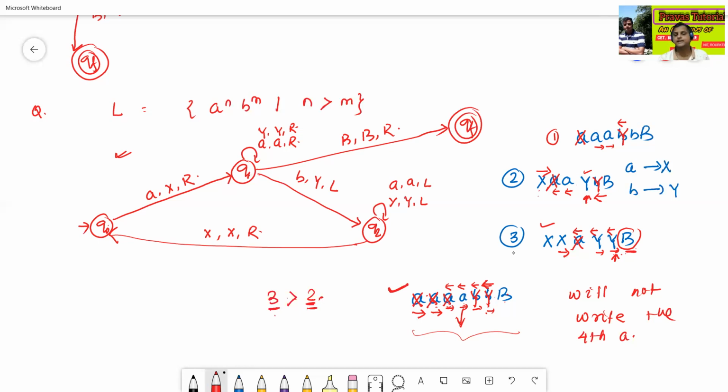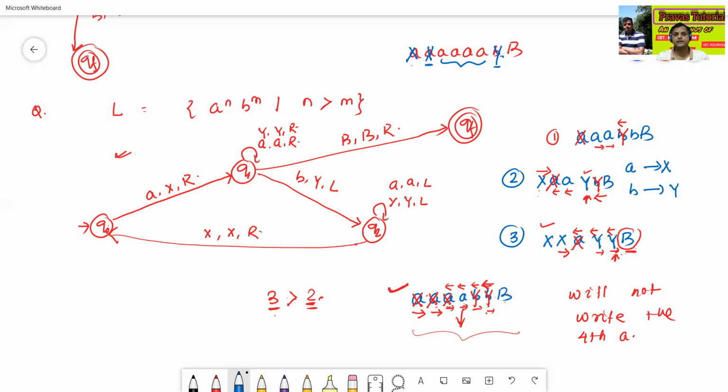Fourth, fifth, there may be 7 A's. So 7 A's and 1 B. Here the string is valid. See, the Turing machine will just write A as X and B as Y only, because the Turing machine already reads one extra A as compared to 1 B. So the Turing machine will not write these remaining A's.